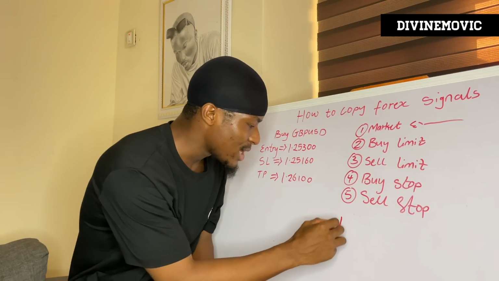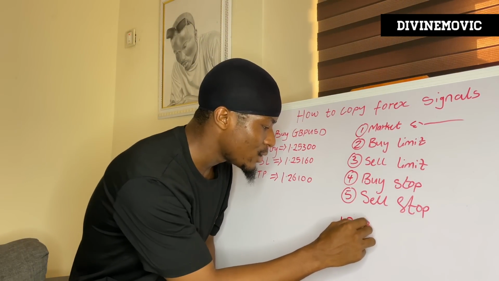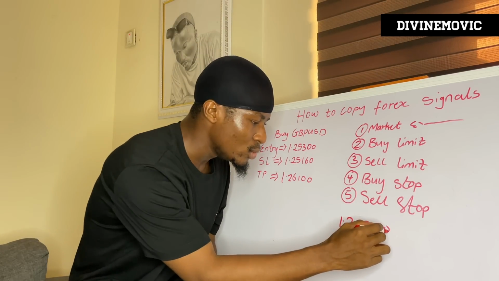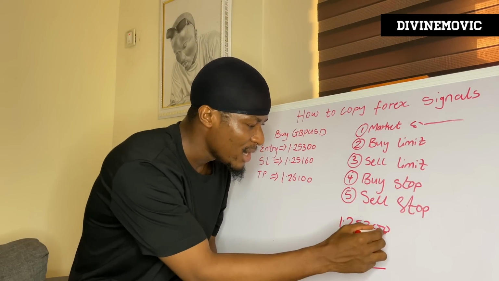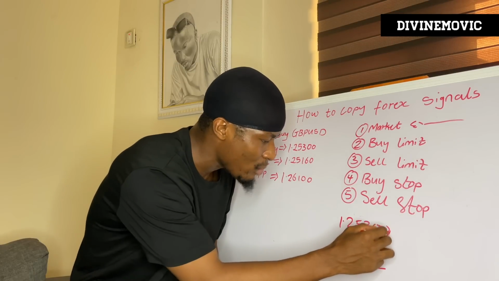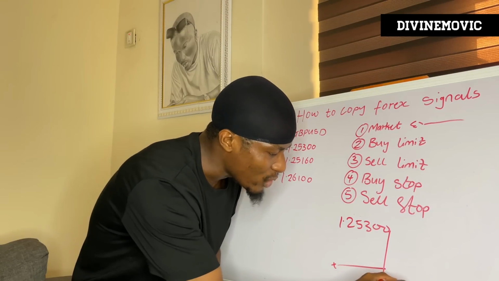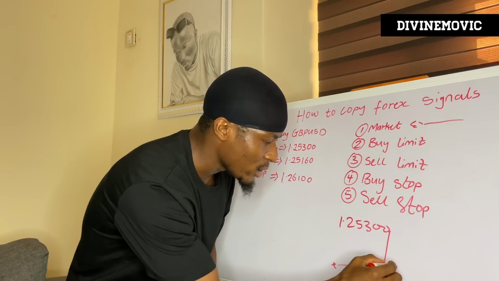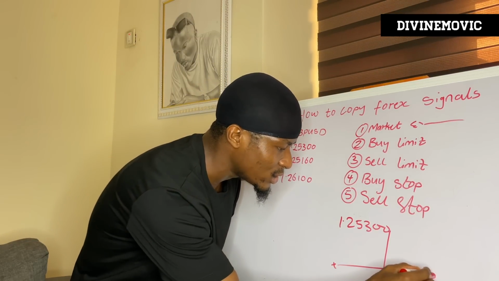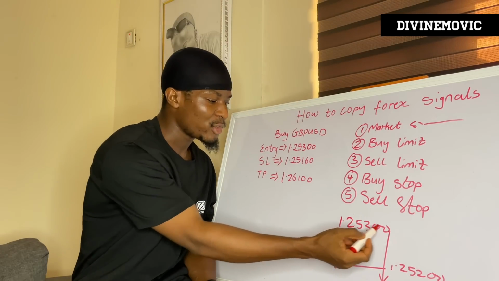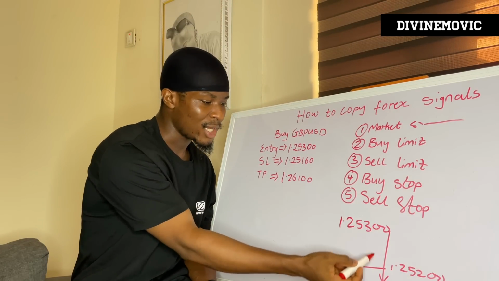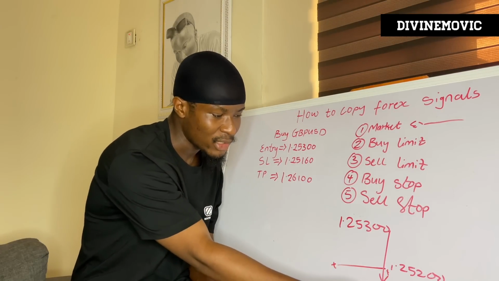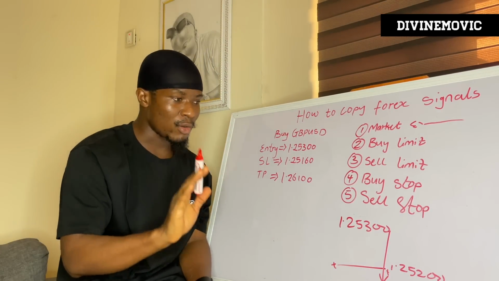Let's for instance say price is currently at 1.25300 and you want to sell. But because you want price to break a particular level here, maybe at this point here, you're simply putting an order at this point that if price comes back to this point, then I'll keep on selling. Do you understand? Now let's assume this point is simply referred to as 1.25200. Price is currently at 1.25300, but because you want to put a sell stop order, you simply put an order at this point to sell when price gets to this point. This is referred to as a sell stop.